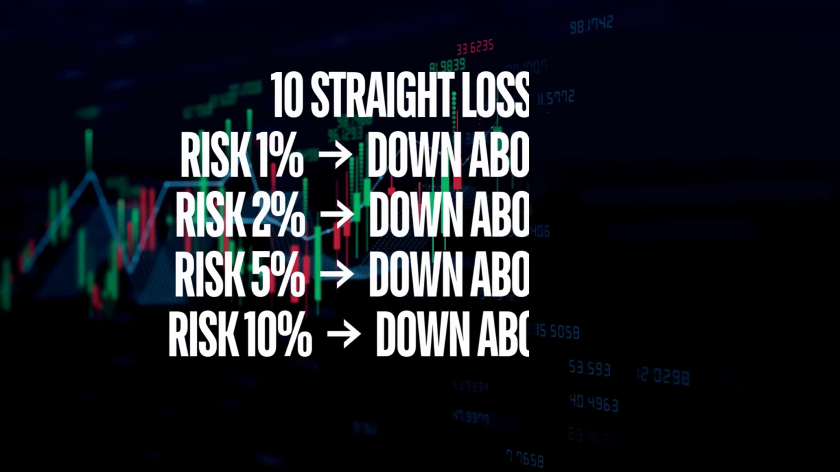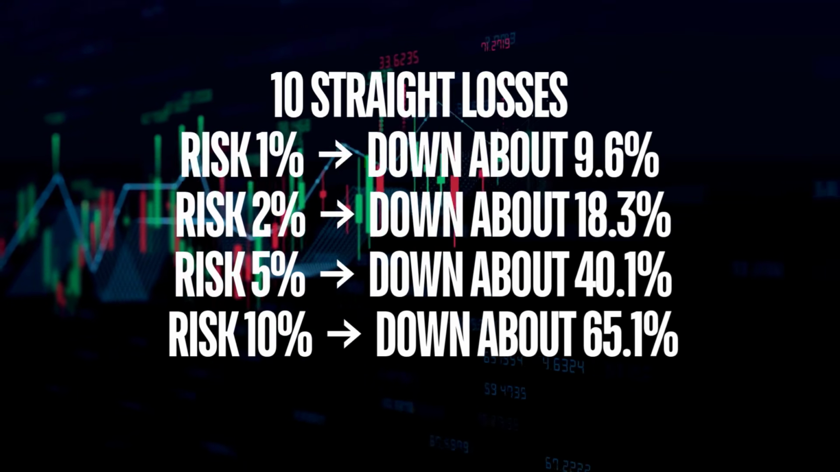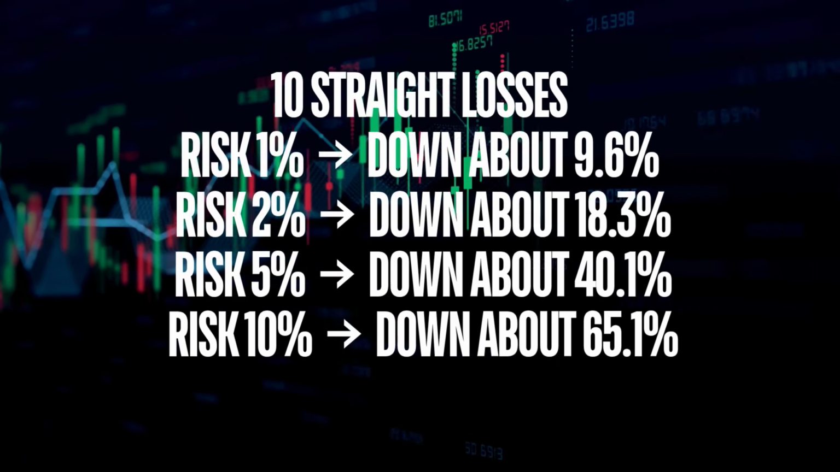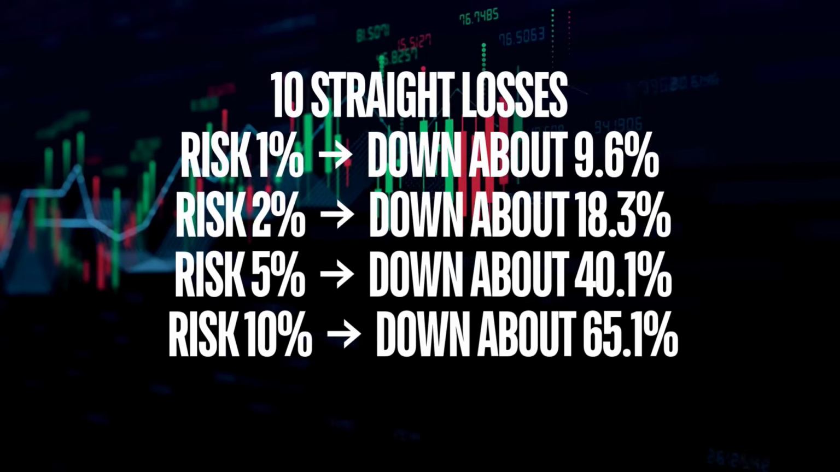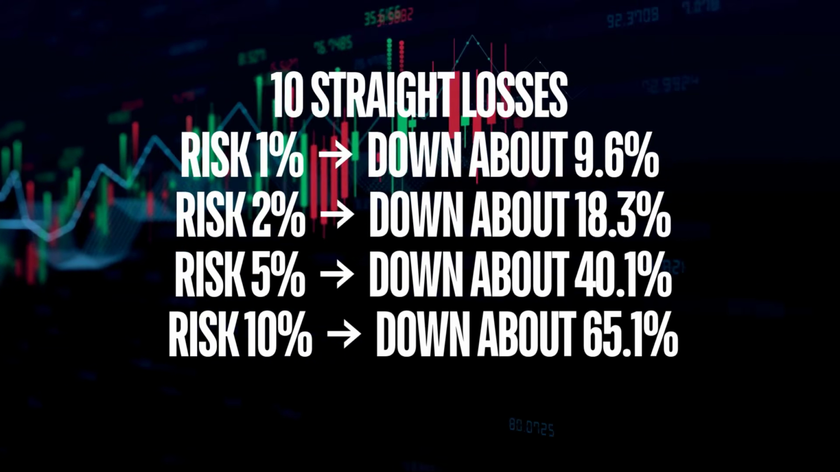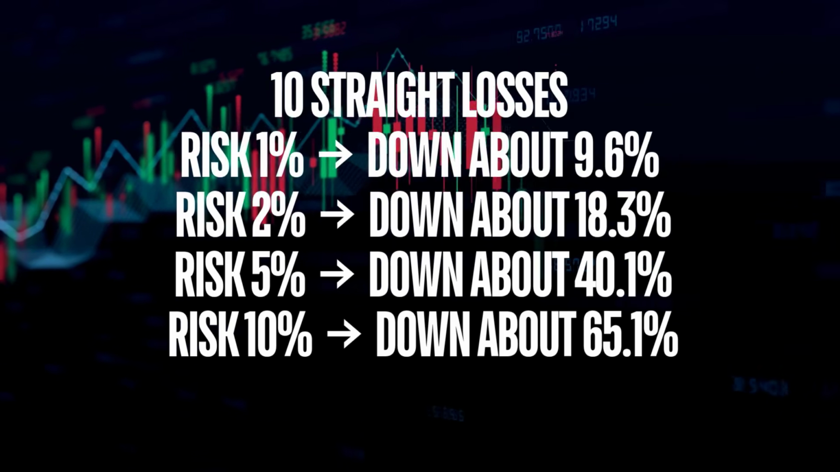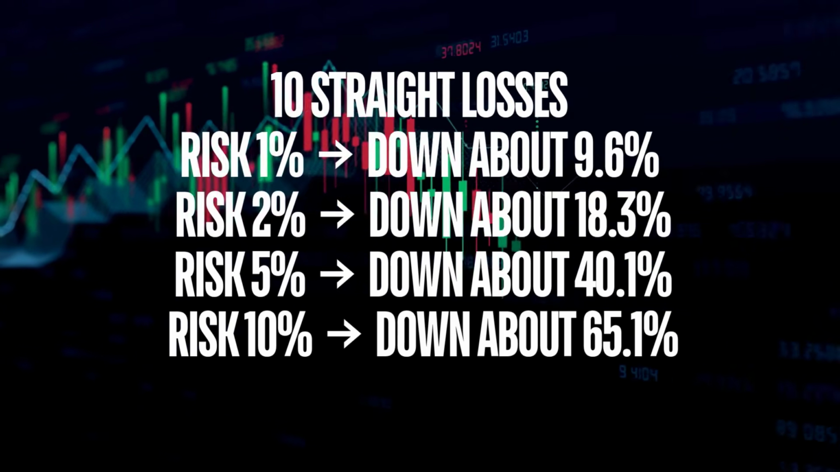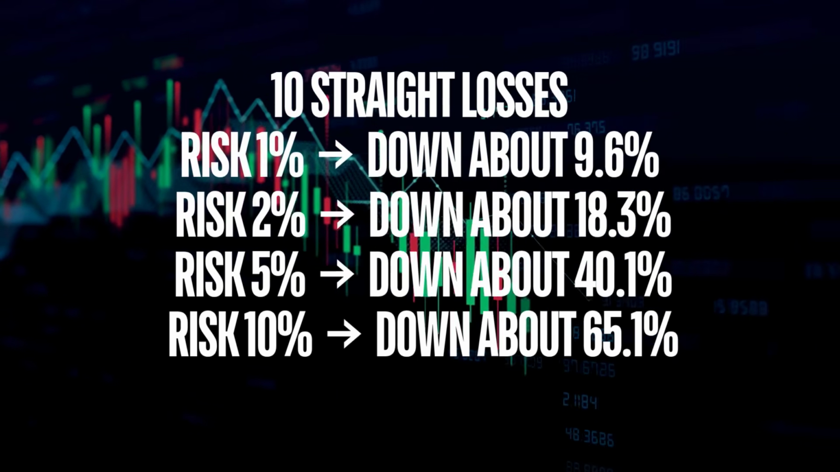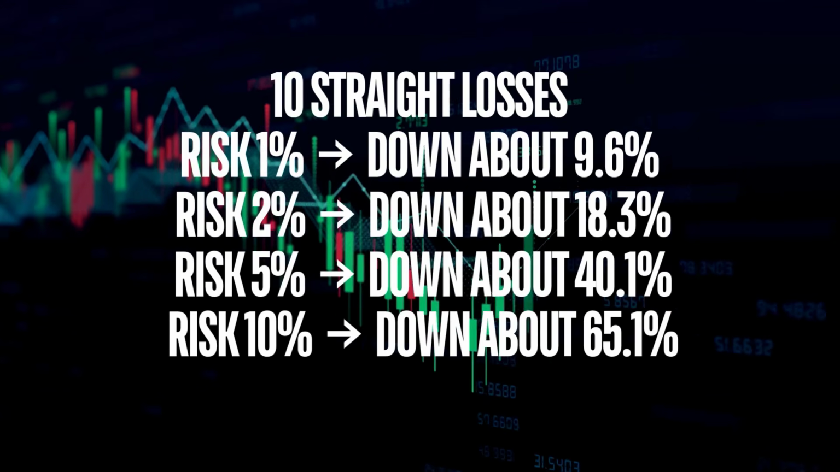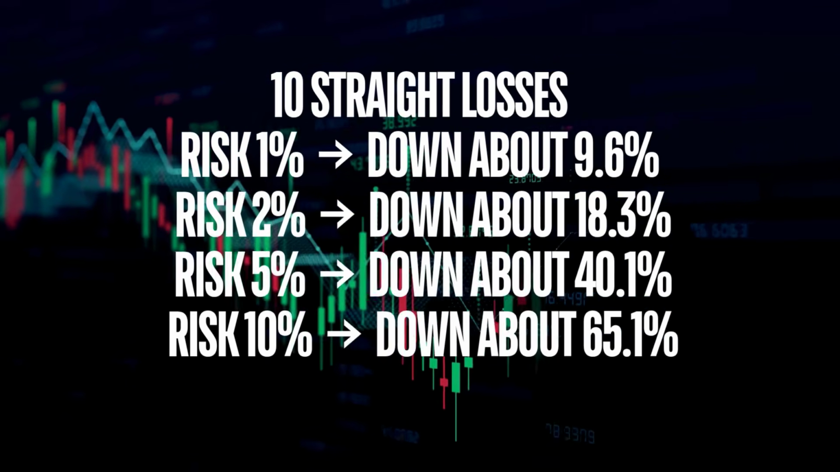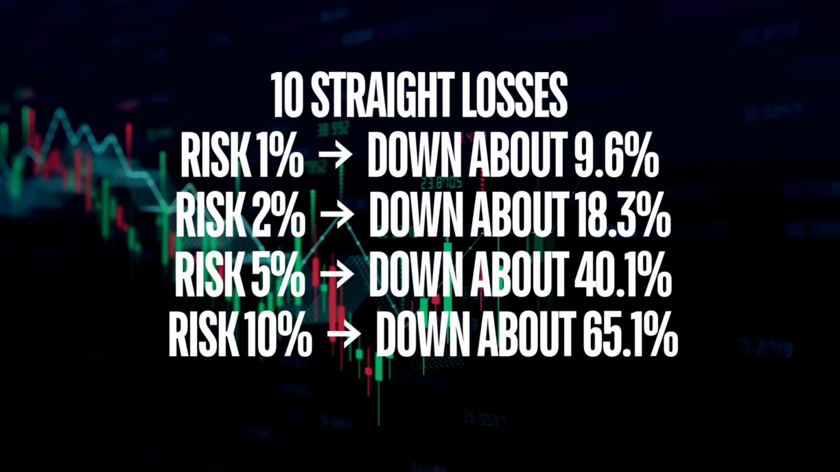This is where the math stops being abstract. If you risk 1% per trade and take 10 straight losses, you're roughly down 9.6%. Painful, yes, but survivable. At 2% per trade, you're down around 18.3%. Now it's getting serious. At 5% per trade, 10 straight losses takes you down over 40%. That is not a wobble. That is a major account event. And at 10% per trade, you're down roughly 65%. And at that point, you're not trading the edge anymore. You're trying to bring a badly damaged account back from the dead.